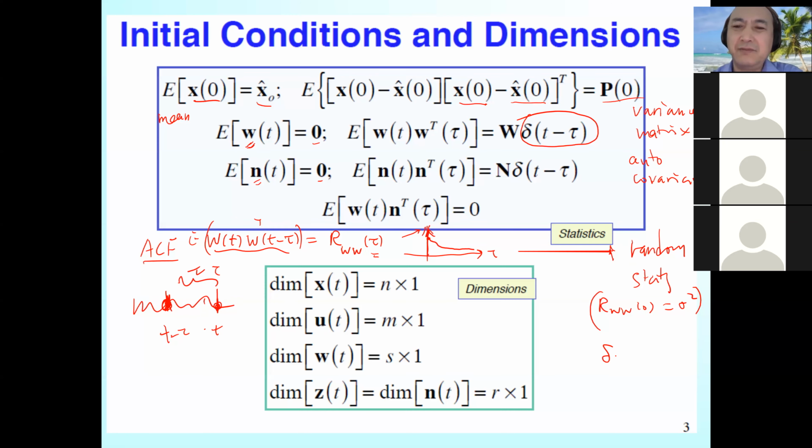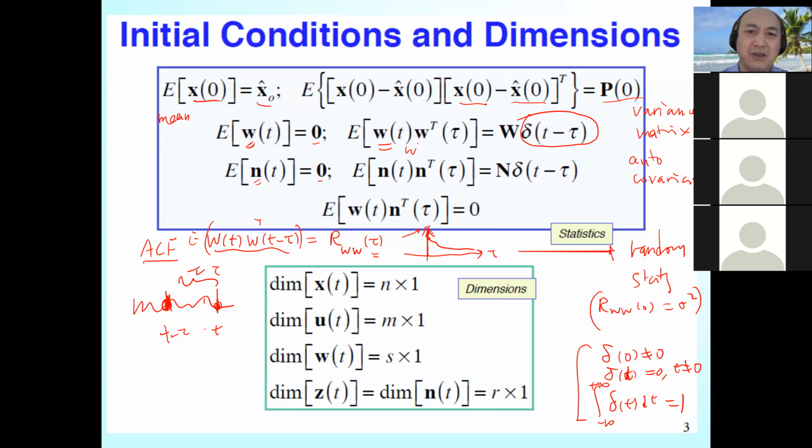Delta at 0 is not 0, and delta at t is 0 when t is not 0. And we know that the integration of delta(t) dt will be 1. So this is called an impulse function. So when the correlation function is an impulse function, this W is called white noise.